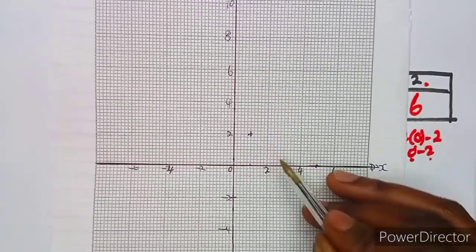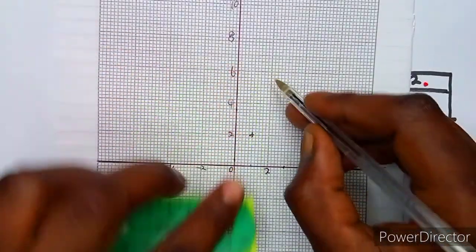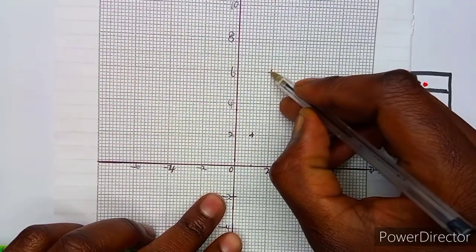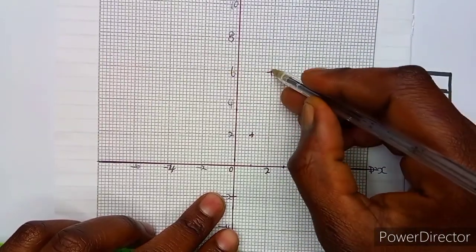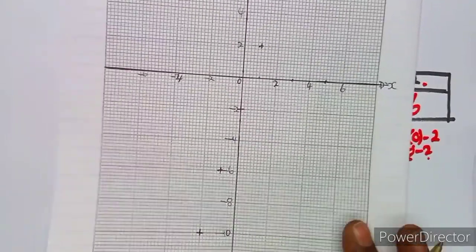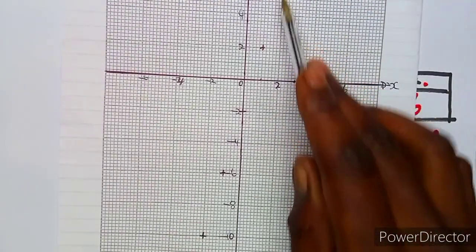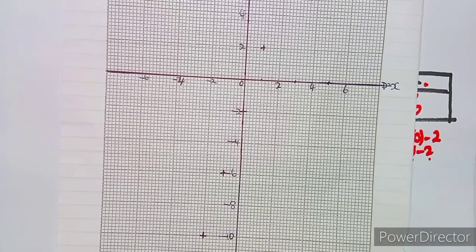Then 2 and 6. X is 2, y is 6. They meet at this point. So it's important, where these two meet, you mark a point. Then using these points, you're going to join them. This point, join to this point, to this point, to this point, to this point. So these are the points that you're going to join, guys.